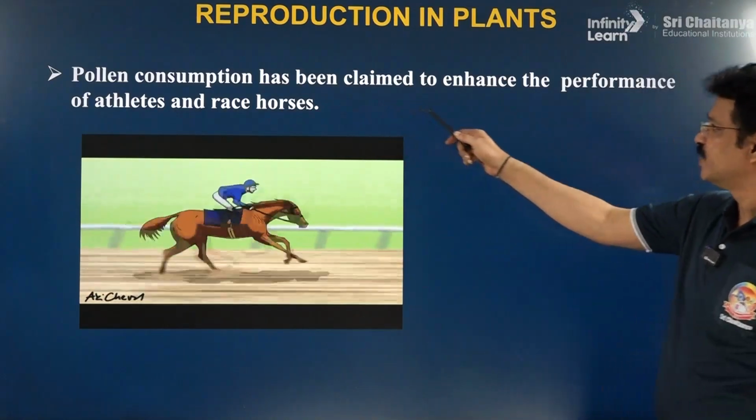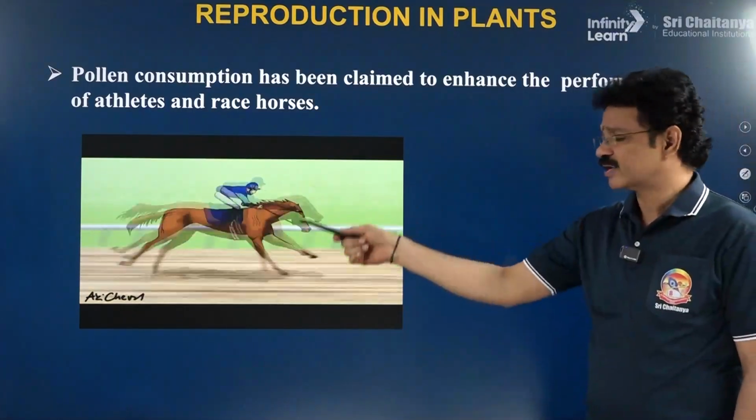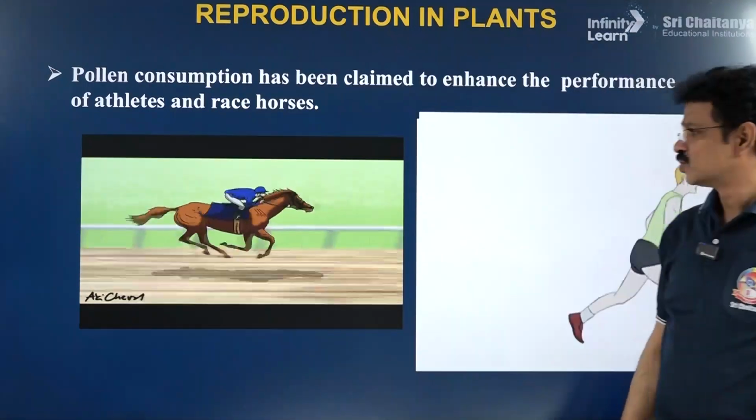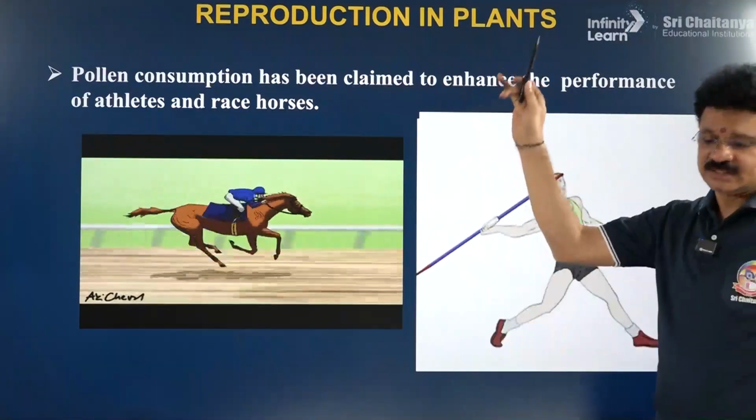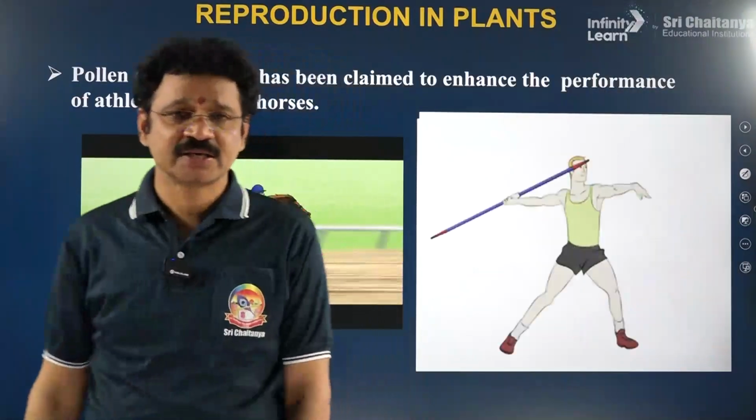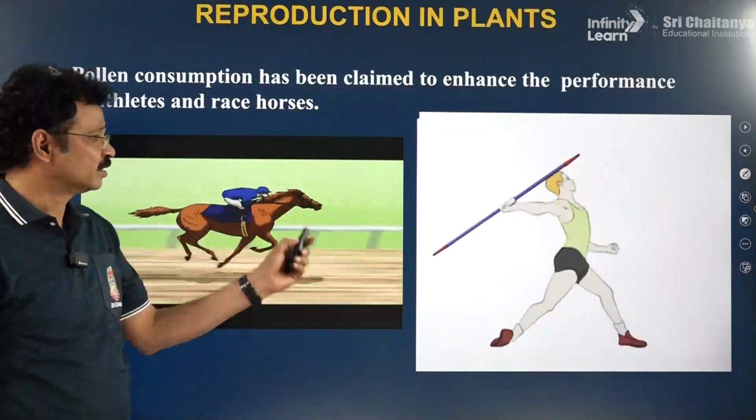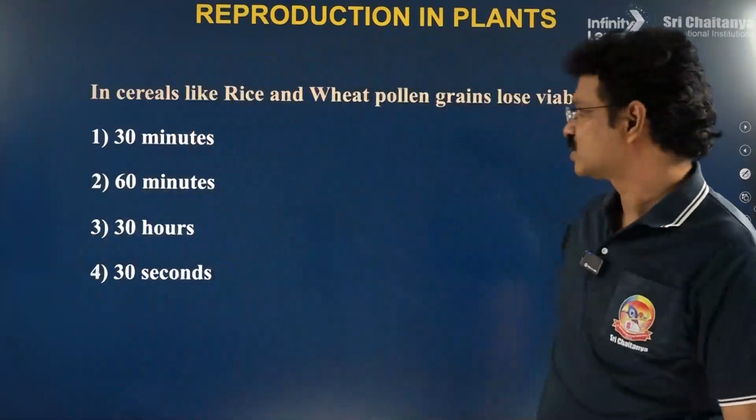Pollen consumption has been claimed to enhance the performance of athletes and race horses. To improve the efficiency of race horses and athletes, pollen grains are used as a best nutritive supplement. That is one of the major advantages of pollen for human welfare. Read this question and try to solve the answer.